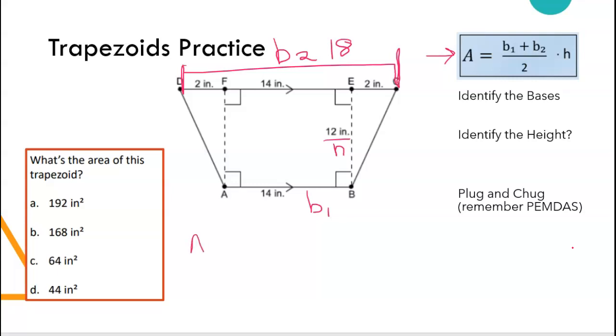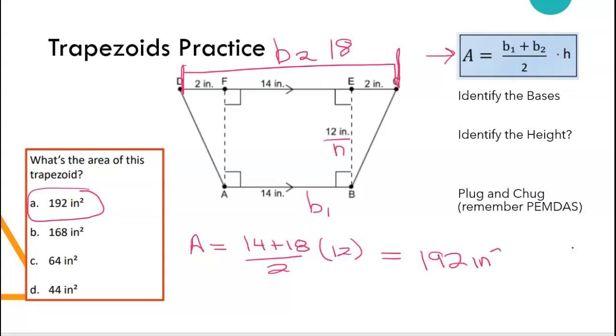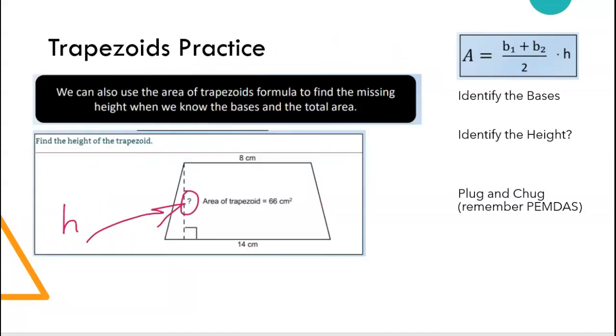So now once I put this in my formula, base 1 is 14 plus 18 divided by 2 times the height, which is 12. Once you get this all done, you add the 2 together, divide it by 2, and multiply by 12. You should have gotten A, 192 inches squared. How did you do? Huh? Tell me how you did. I hope you did really well. Okay?